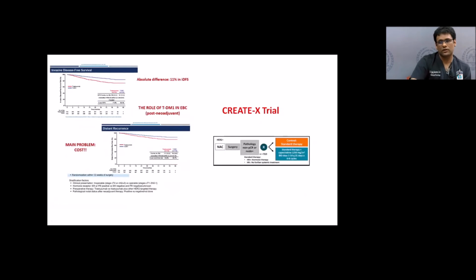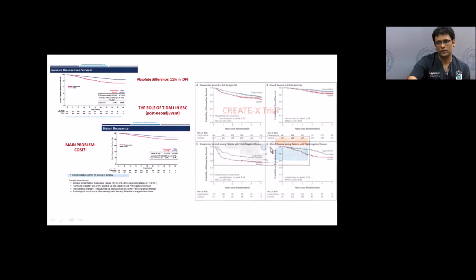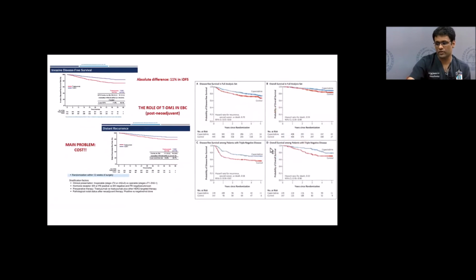Sorry, this is the one. This is the CreateX trial. They randomized patients at the end of chemotherapy to get capecitabine, and they were able to show an improvement in disease-free survival. Focus on this one here. Disease-free survival was improved in the patients who received further chemotherapy when they did not achieve a PAT-CR.